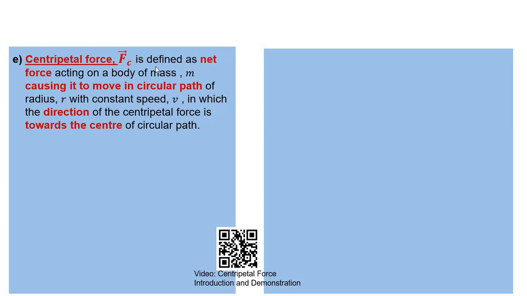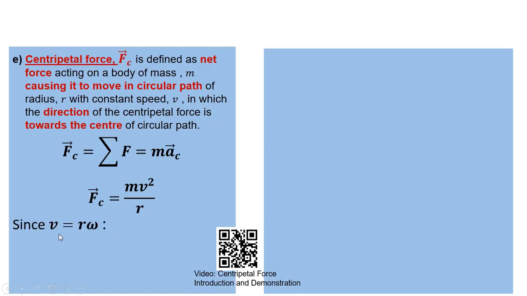Centripetal force is defined as the net force acting on a body of mass m, causing it to move in a circular path of radius r with constant speed v, in which the direction of centripetal force is towards the center of the circular path. Fc equal to summation of F equal to m a_c, or can be written as Fc equal to mv squared over r.